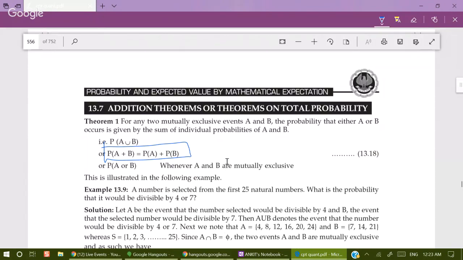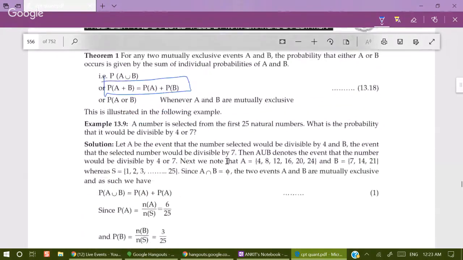So a number is selected from the first 25 natural numbers. First 25 natural numbers, that means 1 to 25. What is the probability that it would be divisible by 4 or 7? But 4 or 7 cannot be together because a number which is a multiple of both 4 and 7, the first number is 28. 28 is beyond 25. That means from 1 to 25 we don't have a number which is a multiple of both 4 and 7. That means these two are mutually exclusive events. That means this formula will apply.